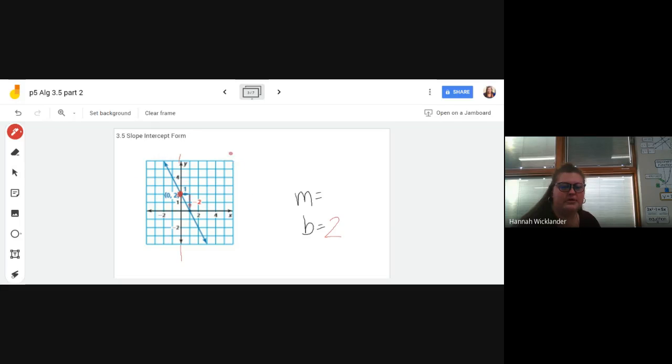Next, for my slope, it's rise over run. So I rise 2 and I run 1. I'm going from this point to this point, up 2 over 1. So my slope is 2 over 1, or simplified, it's 2.